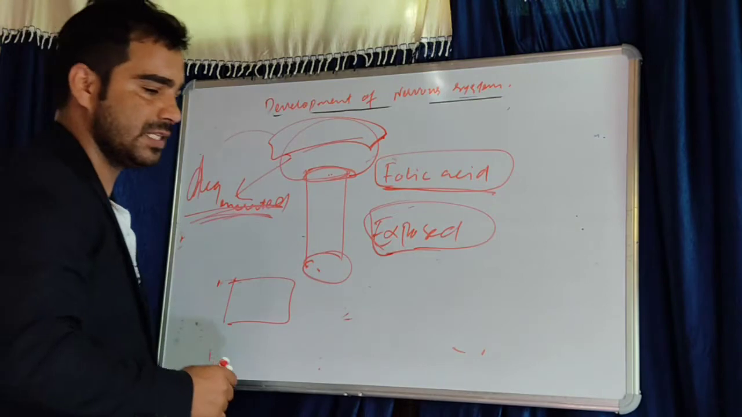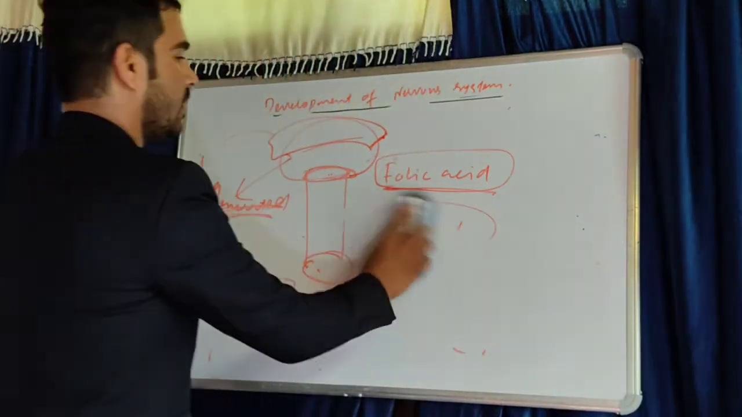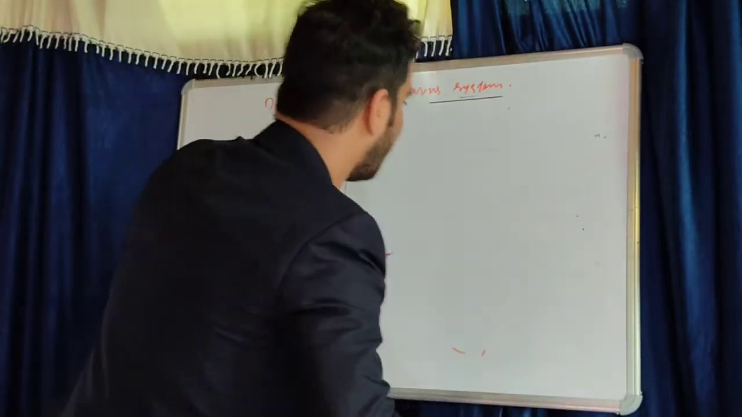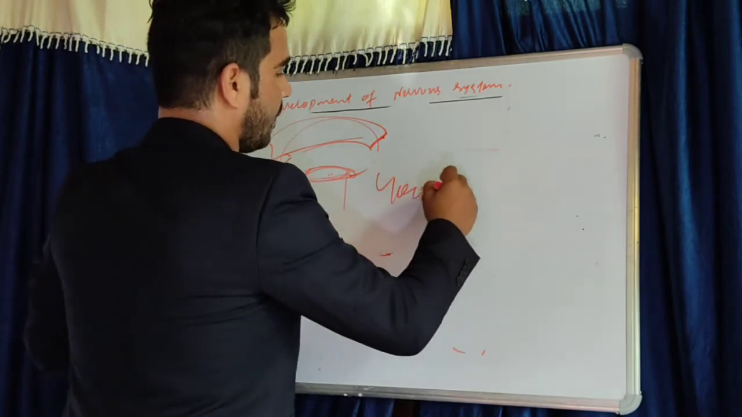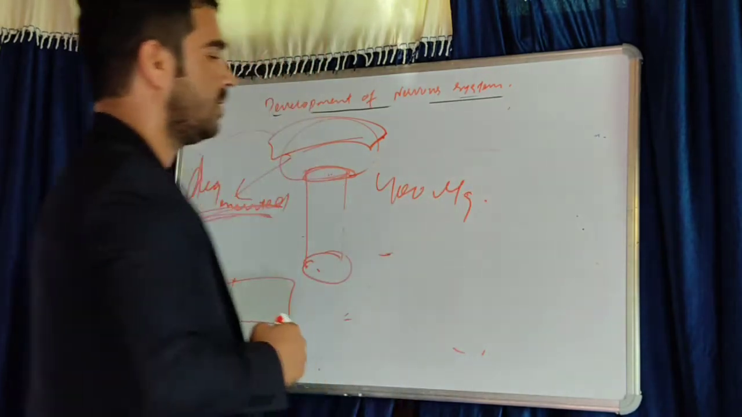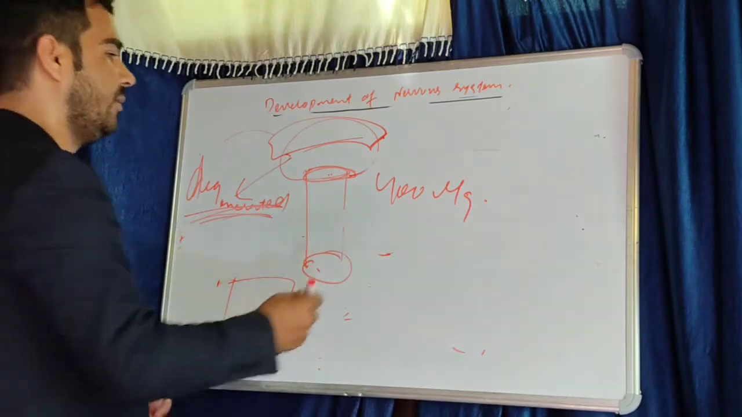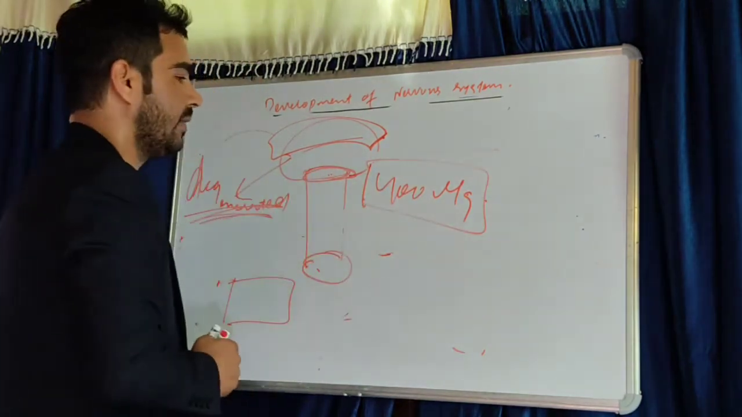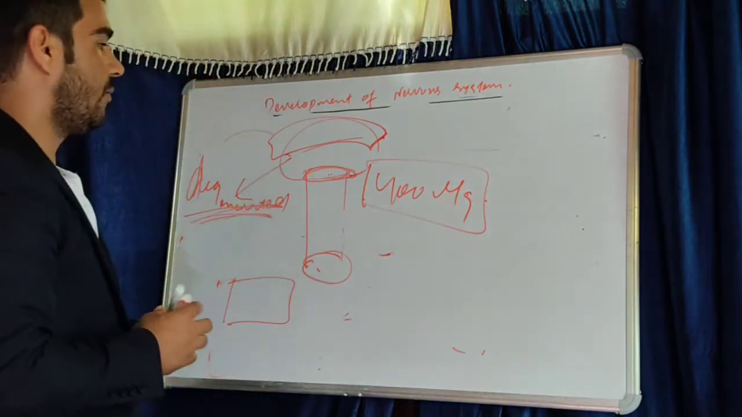That is why we are giving folic acid in pregnancy. So how much are we giving? 400. ठीक है? 400 micrograms we are giving. Okay, so in pregnancy we are giving that much folic acid. So folic acid किस लिए देते हैं?